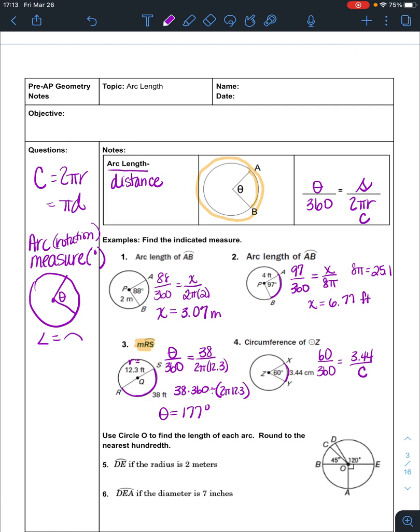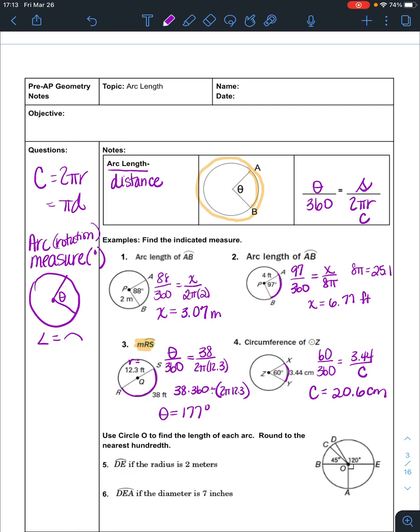So you would do 3.44 times 360, and then divide that by 60, and you get that the circumference is 20.6 centimeters. So the distance all the way around is 20.6 centimeters, and the distance of that little arc is 3.44 centimeters.